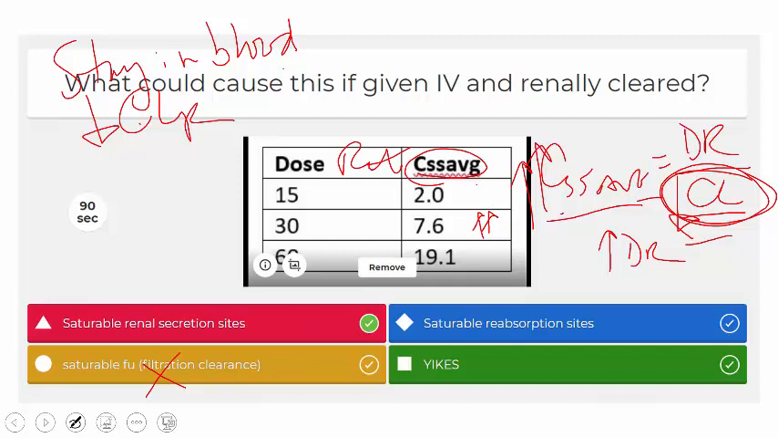That does explain it, doesn't it? So we know saturable renal secretion sites is a possibility. How about reabsorption?